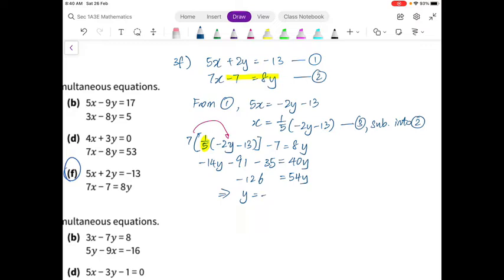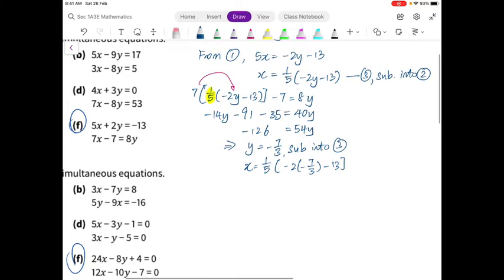which is negative 7/3. And we substitute this into our equation number 3, where we already had x as the subject. So x now has a value of negative 1/5, negative 2 times negative 7/3 minus 13. So just input this into your calculator. And we arrive at x value of negative 5/3. So in summary, x is negative 5/3, while y has a value of negative 7/3.